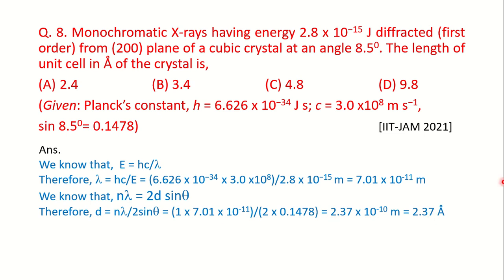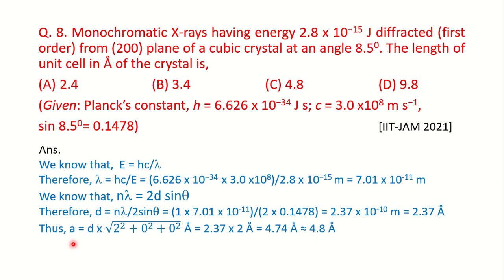Now this is the value of d. So what should be the value of a? We know that d equals a divided by root over h square plus k square plus l square. Therefore a, that is edge length, is equal to interplanar distance d into root over h square plus k square plus l square. You are given the value of h, k and l: h is equal to 2, k is equal to 0 and l is equal to 0. So this way we get the value of a with the help of d and h, k, l. So the result is 4.74, which is almost equal to 4.8. Therefore the correct option must be option C.